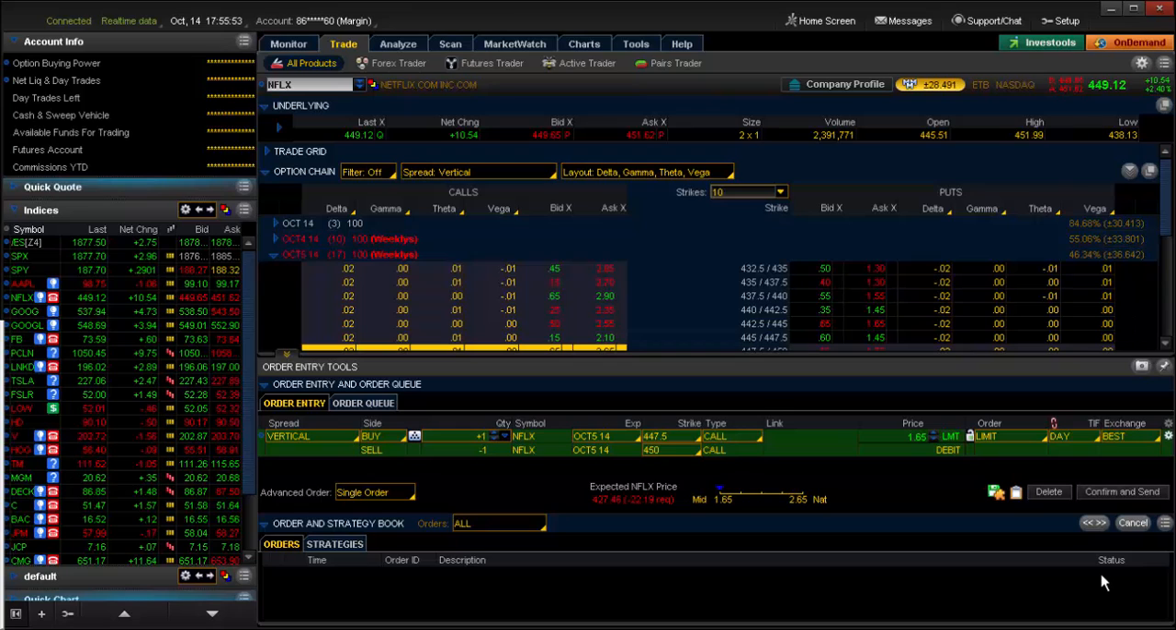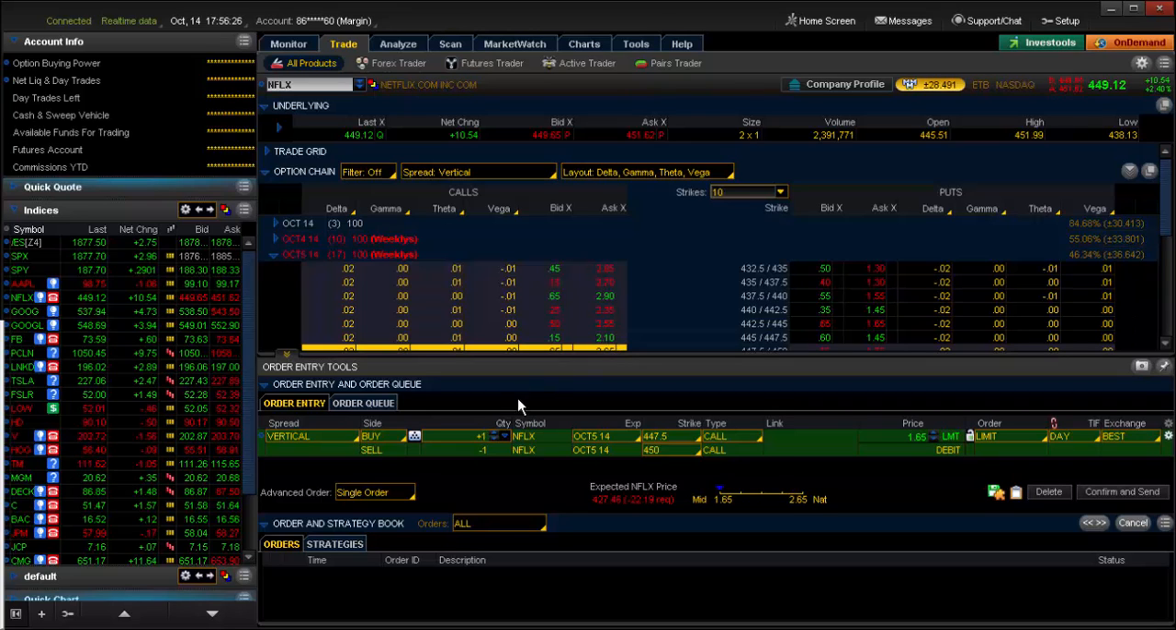You've looked at the chart of Netflix and determined that you're bullish. So you will go to trade, type in Netflix, and your option chain will appear. I've already selected a bull call spread strategy, and we'll get to that. All you'll have to do is go to vertical, and to select a bull call spread strategy, you will go to the ask, and you will look for the strike prices you're interested in. In this situation, I've selected the 447.5, 450.